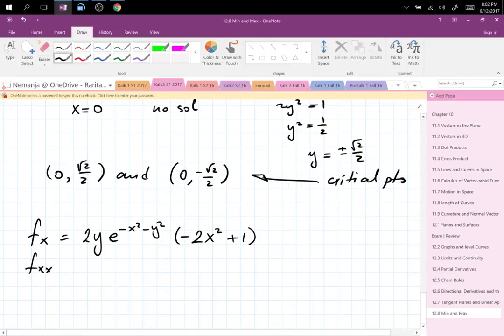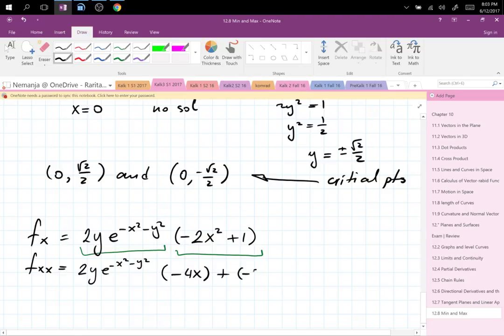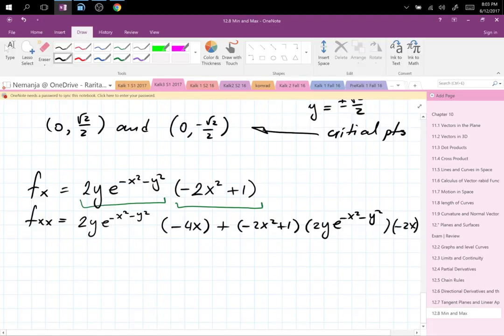So now f_xx. It's a product rule. This function has x and this function has x, so it's not as scary as it looks. All the y's are constants. Taking the derivative with respect to x, you copy 2y e^(-x² - y²) times the derivative of the second, which is just -4x. Then plus copy the second, times the derivative of the first: copy the constant and e, times the derivative of the exponent, which is -2x. Great.